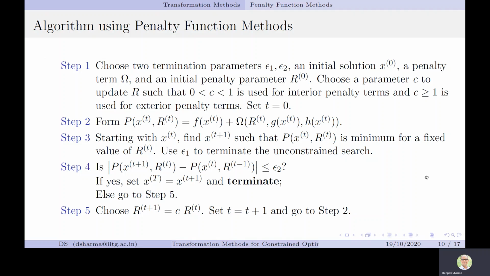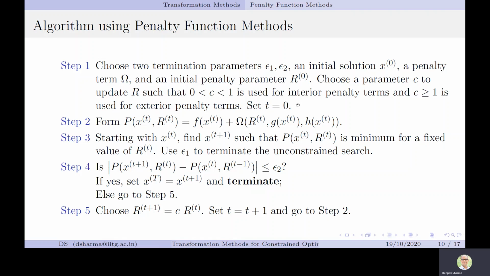Let us look at the algorithmic representation of penalty function methods. Here we choose two termination parameters, epsilon1 and epsilon2, in step 1. We start with the initial guess, say x0. Then we add a penalty term, say omega. So it can be exterior or interior. And then we provide some value of R0. So this is the penalty term. We choose a parameter, say C, for updating the value of R. And this C generally lies between 0 and 1 for interior penalty, and C is greater than or equal to 1 if it is the exterior penalty method.